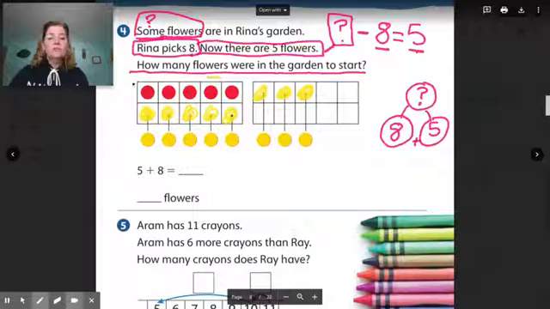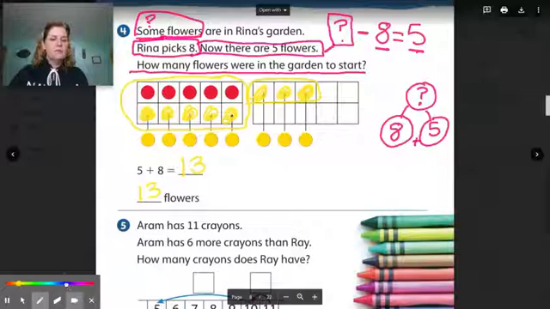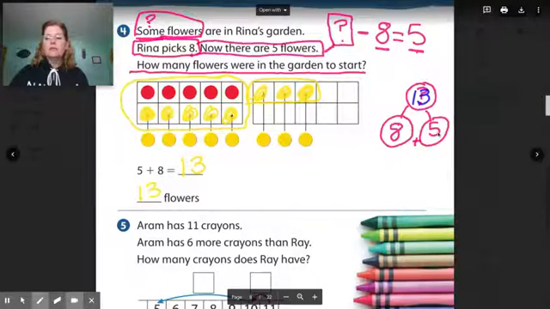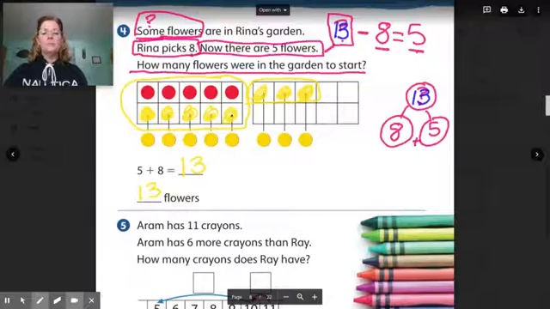What do we have here? We have 10. How many do we have here? 3. Friends, how many did she start with? 13. So that means that 13 flowers were in the garden. Rena picked 8, and then there were 5. Nice job.